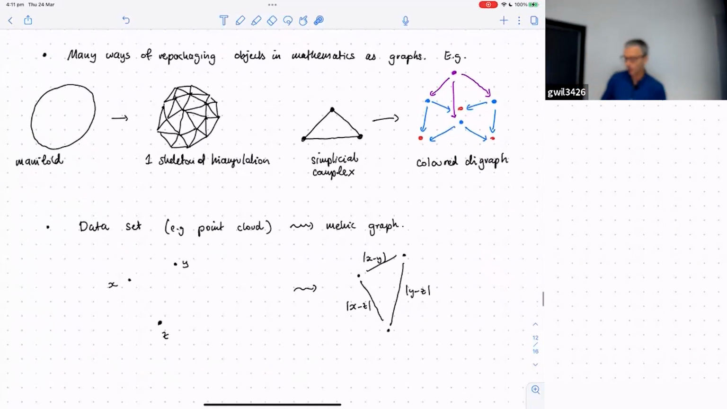So this is another example, from Georg. If we have a data set and it's somehow embedded in a space, then we can get a natural metric graph out of it by looking at distances between vertices. We might include the coordinates here. We might apply some funny function to these lengths, et cetera. Okay, so graphs are everywhere.